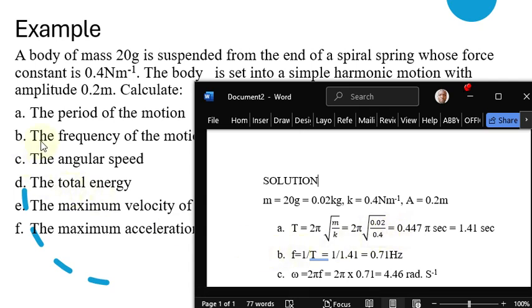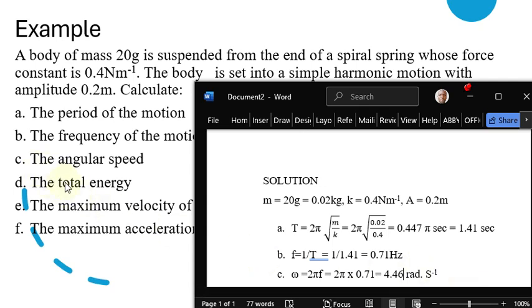Then B says we should calculate the frequency of the motion. By formula, the frequency of the motion is 1 over period. And that will be 1 over 1.41. That gives us 0.71 hertz. Frequency is measured in hertz. The third question says we calculate the angular speed. By formula, angular speed is 2 pi f. So we now have 2 pi times our f obtained in question B, which is 0.71, and we have it to be 4.46 radian per second. Angular speed is measured in radian per second.